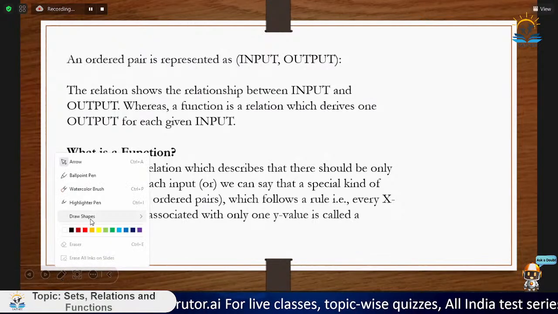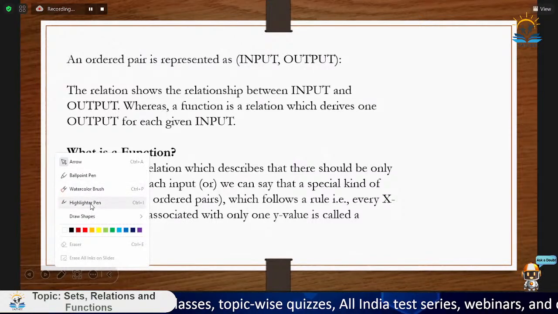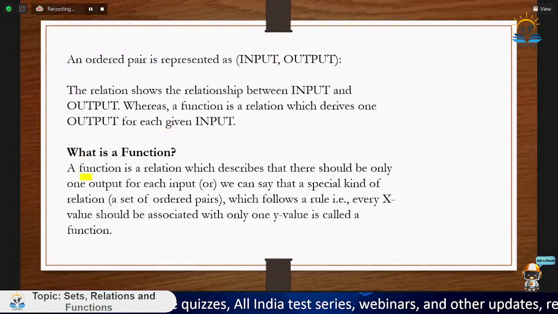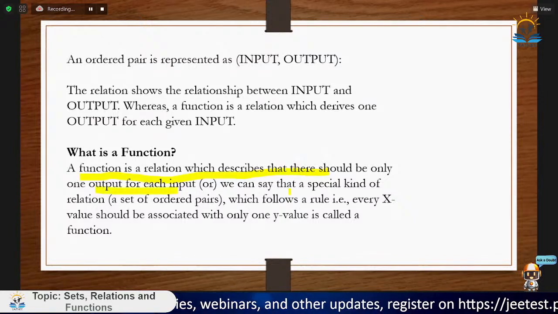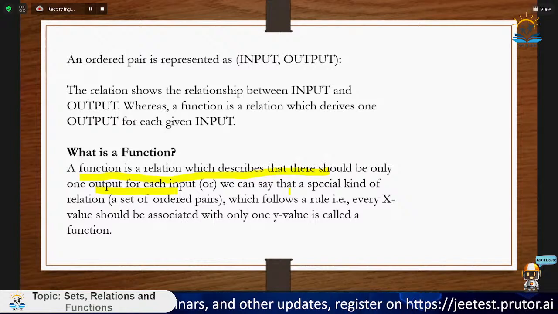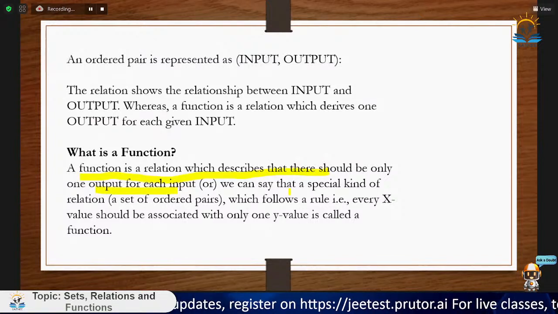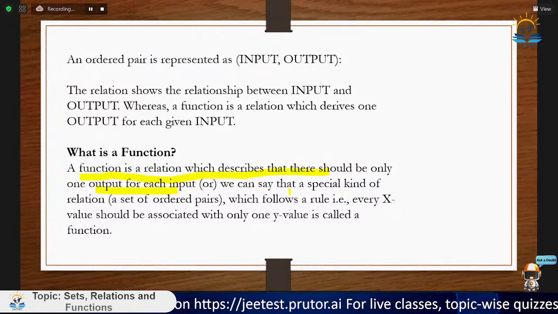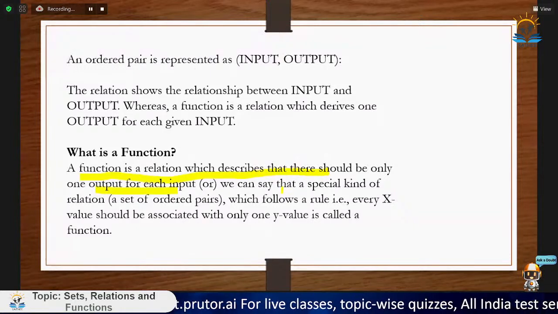So basically, what a function is something like, let me draw it. See, one second. What a function is? A function is a relation which describes that there should be only one output for each input. Let's say you consider the y equal to x square graph. For x equal to plus 2, your answer is 4, and for x equal to minus 2, your answer is again 4. So for two values of domain, you can get one value of y.